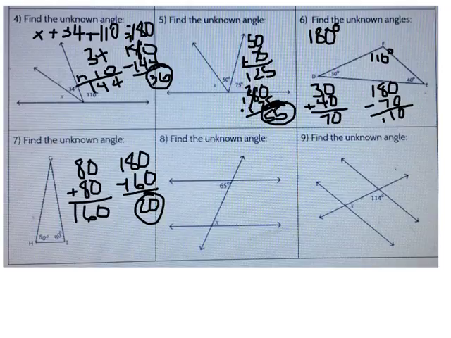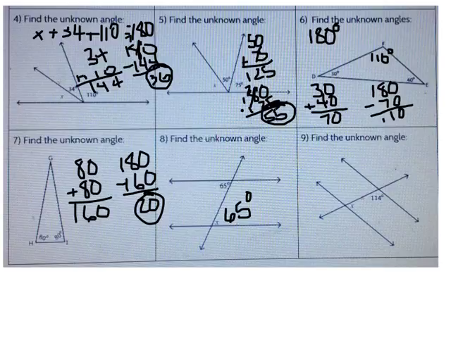Now let's find some unknown angles with transversals of parallel lines. Look at number 8. 65 and x are alternate interior angles. That means that they are congruent or equal to one another. So what is the value of x? The value of x is 65 degrees.